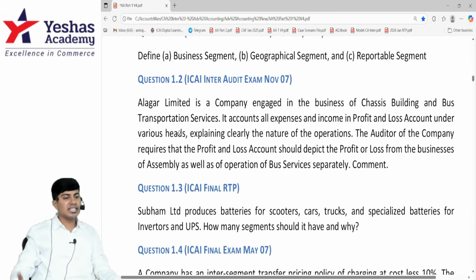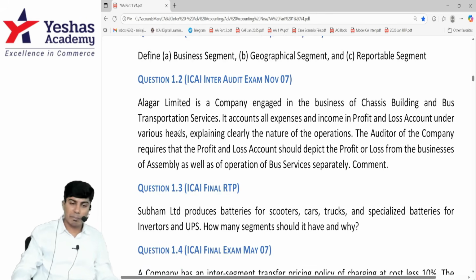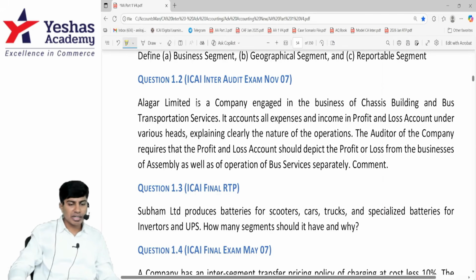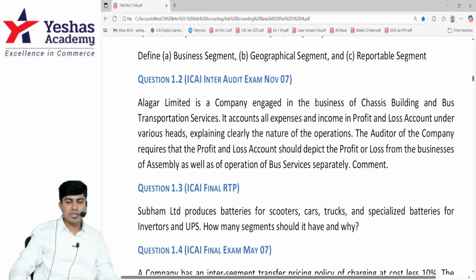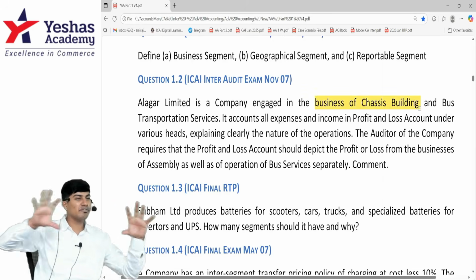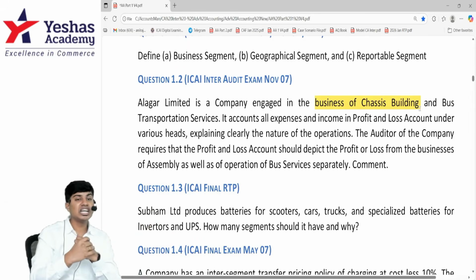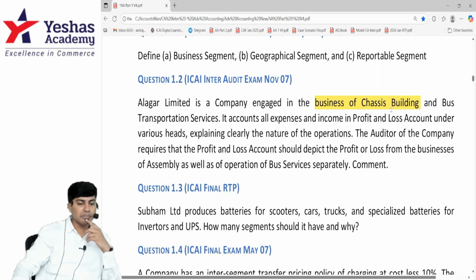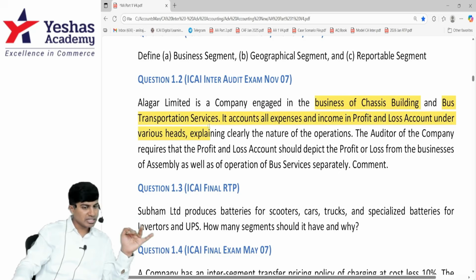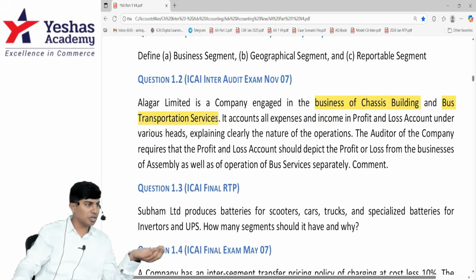1.2 was asked in CA Intermediate, but not in the accounts paper, in the audit paper in November 2007. Look at the question. Alagar Limited is a company engaged in the business of chassis building. Chassis is the skeleton of the bus, the skeleton of the vehicle, with no external body. That is called chassis, and bus transportation. So they do two things. One, they build the chassis. Second, they also give transportation service.